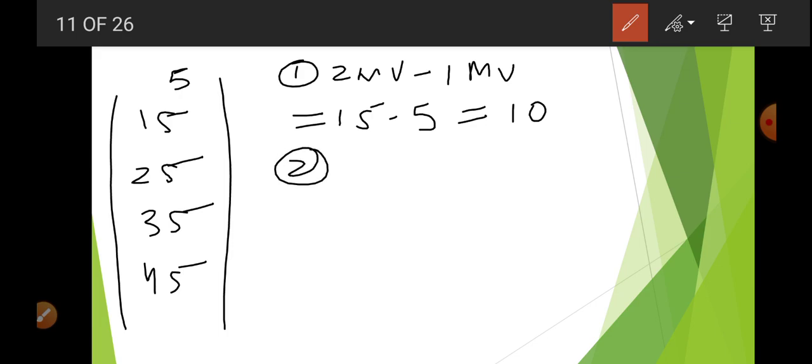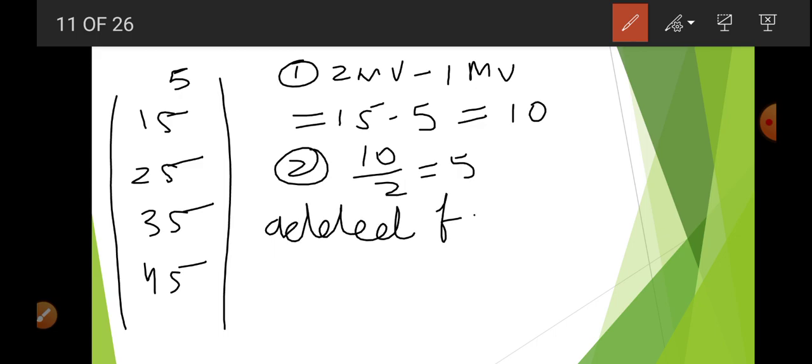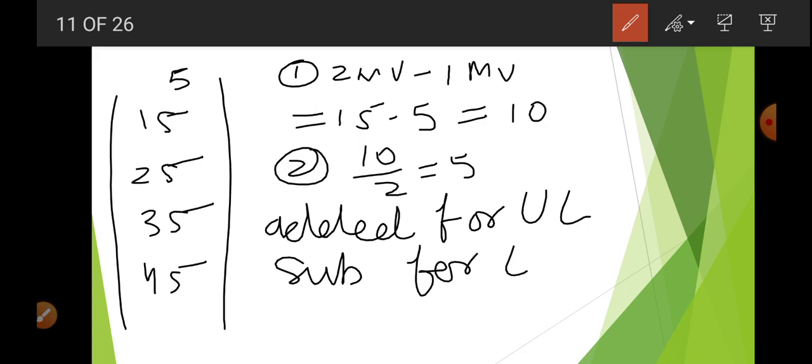Now second, take the difference and divide it into a half part. So 10 upon 2 will be 5. Now this 5 is added for the upper limit and subtracted for the lower limit. So here when we subtract, 5 minus 5 is 0, and when we add, 5 plus 5 is 10.